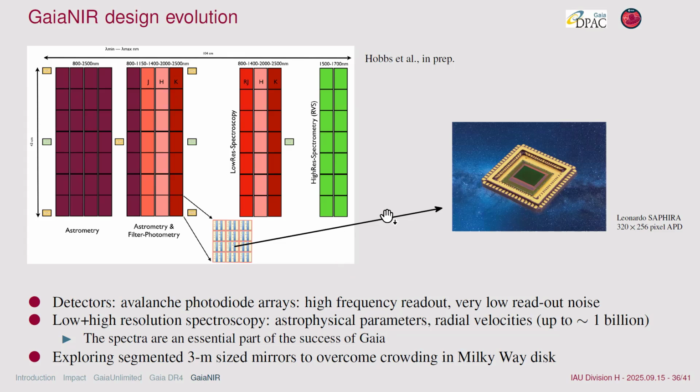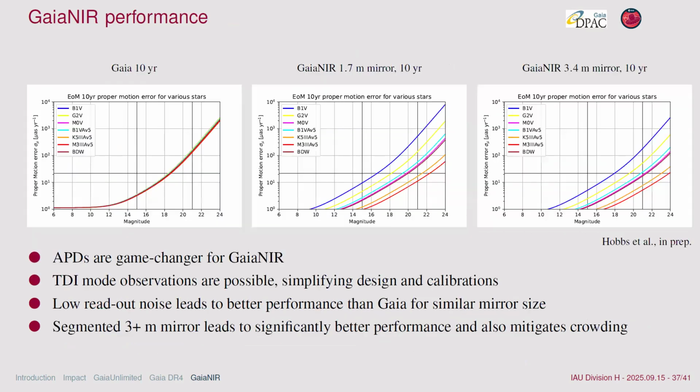And the other important aspect is that there are new infrared detector developments which make it possible to do the drift scanning that was done with Gaia, which was up to now only possible with optical detectors. But there are new types of infrared detectors that enable you to do the same kind of drift scanning. These combine CMOS and avalanche photodiodes, and they really are a game changer in terms of the performance that you can get with Gaia Near.